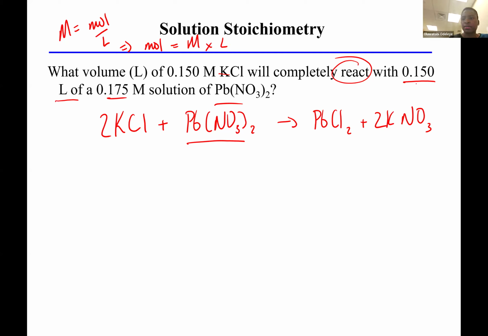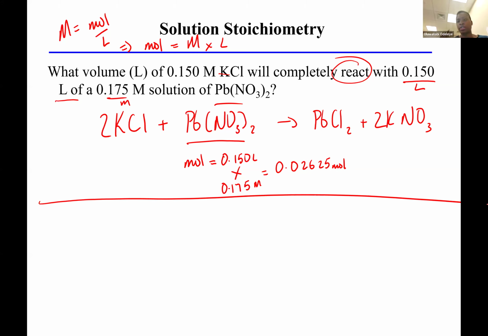Okay, and so I can take my volume here. I can take my molarity. Moles of Pb(NO3)2 would be my volume times my concentration, which gives me 0.02625 moles. Now I can set it up as the stoichiometry that we've done so far. Okay, so 0.02625 moles of lead 2 nitrate.